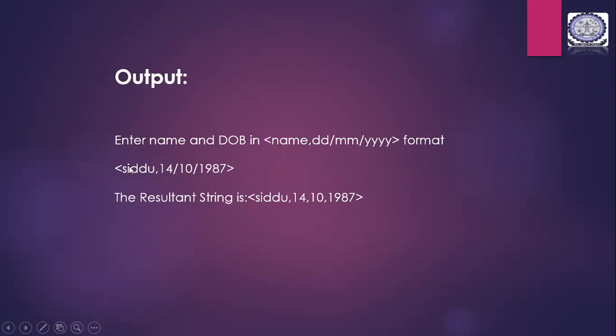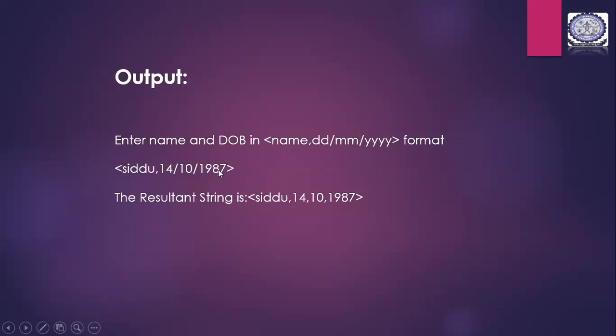So this is one. Sidhu is one token. So comma is a delimiter. So 14 again has a slash here, comma and slash here. So in between you have one token. After slash you have all these. But 10, after 10 you have again a slash here. So this is a delimiter here. So it considers 10 to be a separate token or separate string.